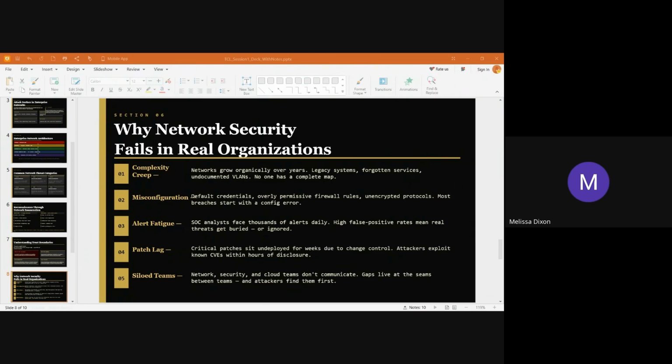And then we have the patch lag. Critical patches sit undeployed for weeks due to change control, sometimes. Attackers exploit known CVEs within hours of disclosure usually. For example, Log4Shell went from disclosure to active exploitation in hours. Change control processes that take 3 to 4 weeks are a liability when attackers move in hours. It's no time at all anymore. Risk-based patching, where critical CVEs get emergency treatment, is the answer, I think.